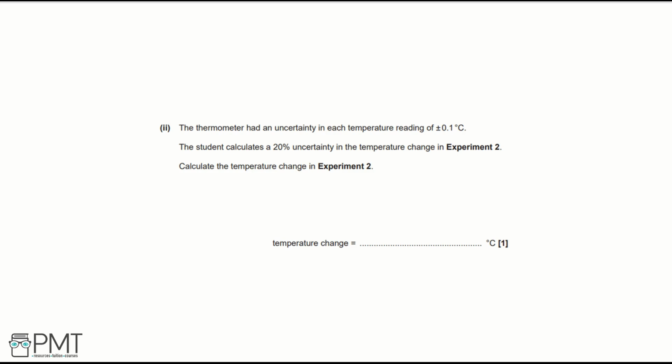So firstly, we need to look at the uncertainty of the temperature reading and the uncertainty in the temperature change. So when working out temperature change, you've used 2 temperature readings. So that means we're going to do 0.1 times 2. And then we're also going to multiply this by 100 divided by 20. That factors in our 20% uncertainty in the temperature change. So then that equals our temperature change of 1.0 degrees Celsius. So we write this on the answer line.